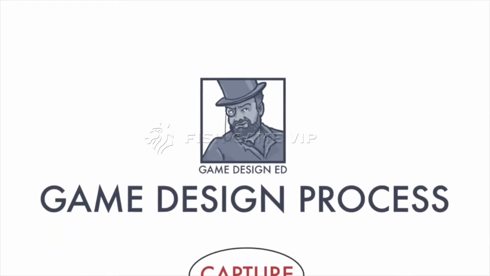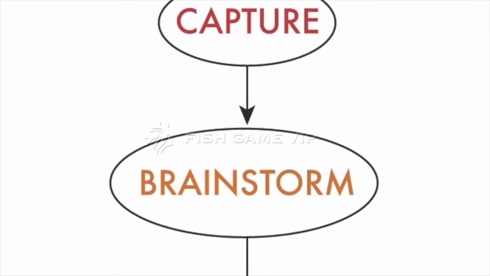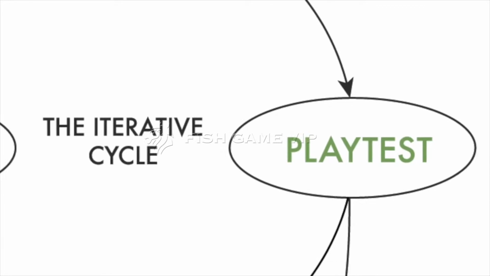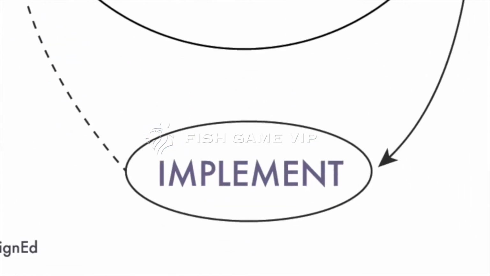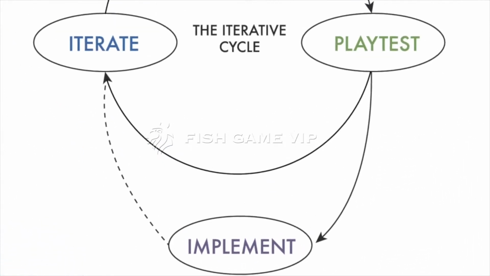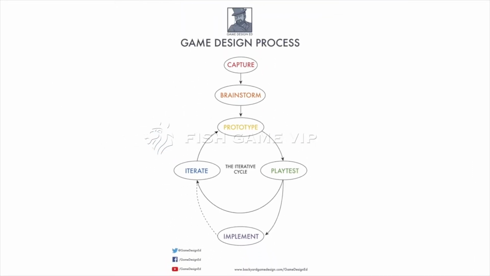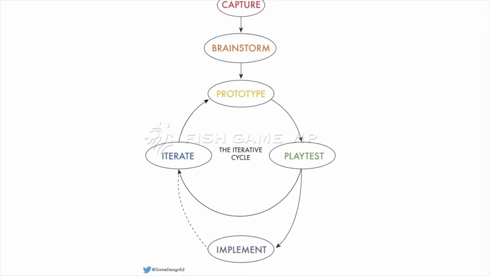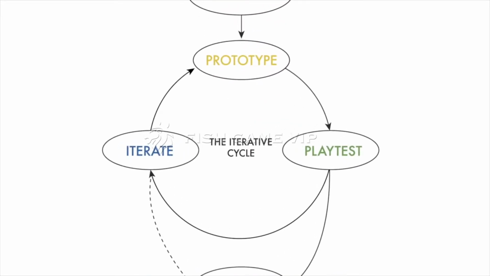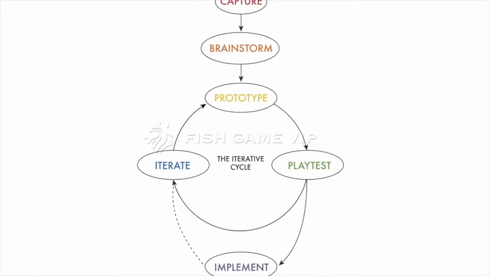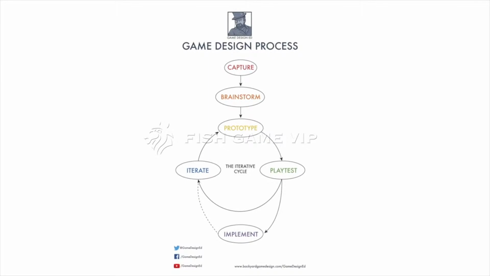My game design process includes 6 stages: capture, brainstorm, prototype, playtest, iterate, and implement. These stages aren't necessarily consecutive. Different stages can occur simultaneously and stages can be repeated. The best example of this involves the prototype, playtest, and iterate stages, which generally form a cycle that is repeated multiple times as the game is iterated upon and improved. So let's look at the 6 stages of my game design process.